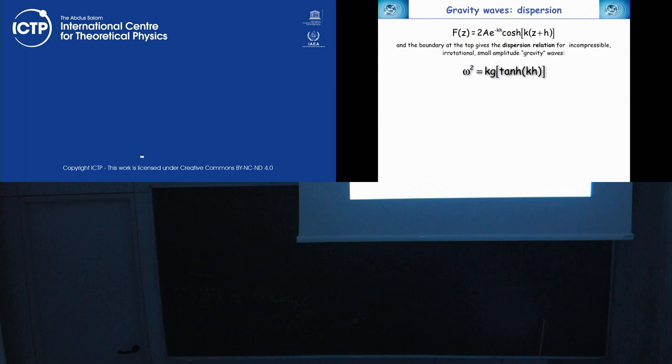But I don't want to enter into this detail. I'm just telling you that if you take your fluid dynamics equations and you focus on gravity waves, you get this equation. It's called a dispersion relation. Why? You should remember, since the wave physics course, that every time we discuss a relationship between omega and k, we can have a dispersion relation.